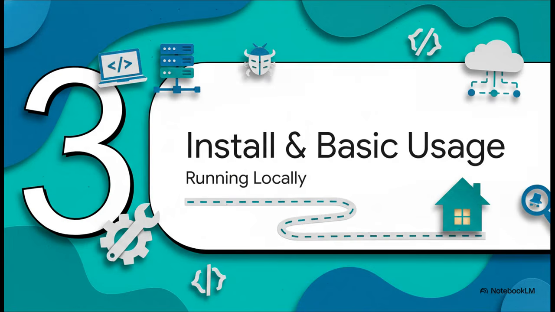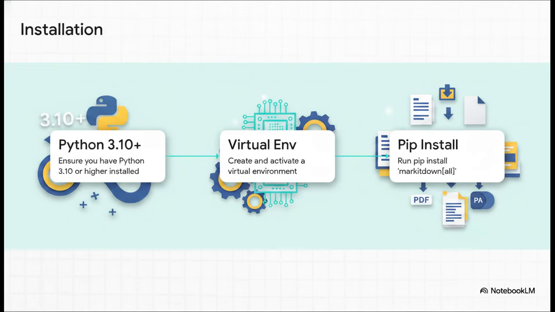All right, Section 3, Installation and Basic Usage. Let's shift gears to the practical, developer-centric side of things and get this running locally. Setting this up is beautifully simple. Step 1, just ensure you're running Python 3.10 or higher. Step 2, activate your virtual environment. And Step 3, just run the pip install command you see right here.